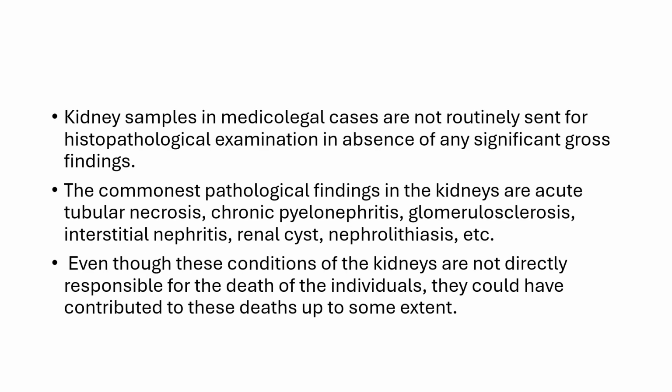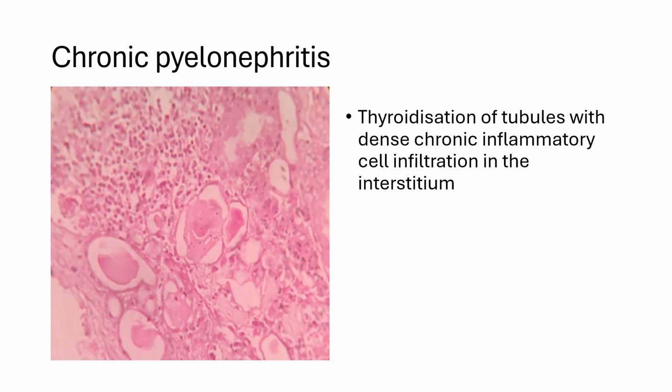So, kidney samples are not routinely sent during autopsies in the absence of any gross findings. The commonest pathological findings in the kidney are ATN, as we discussed, chronic pyelonephritis, glomerulosclerosis, interstitial nephritis, renal cyst, as in hypertensives, and nephrolithiasis. Even though these conditions of the kidney are not directly responsible for the death of the individuals, they could have contributed to these deaths to some extent.